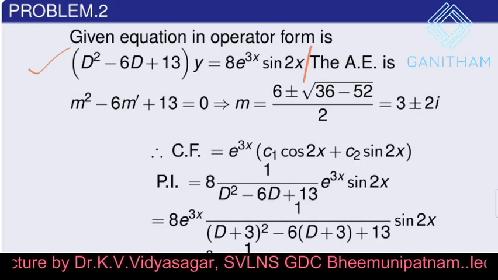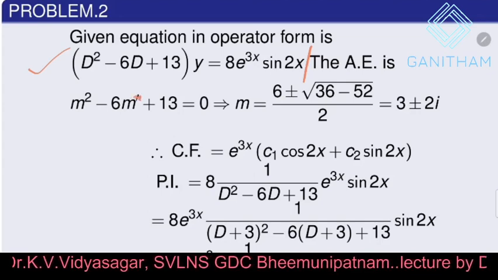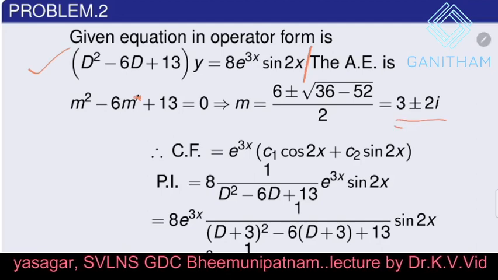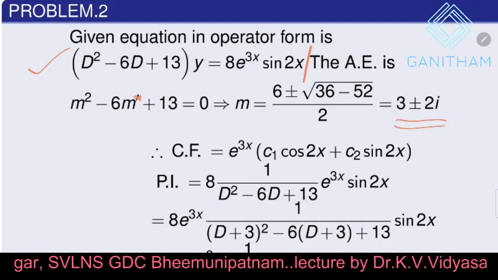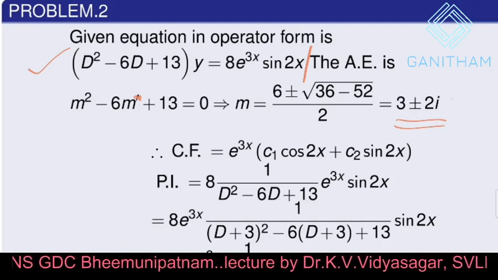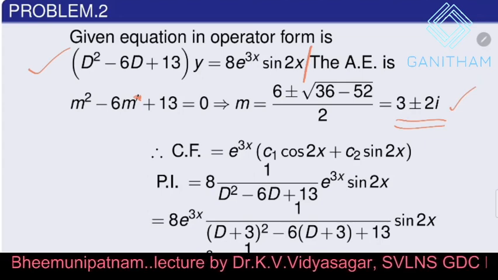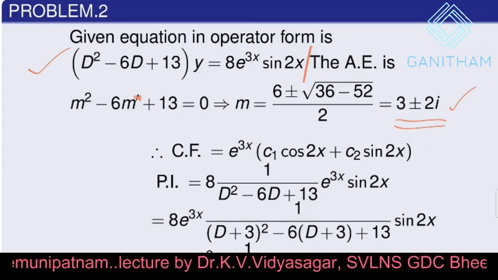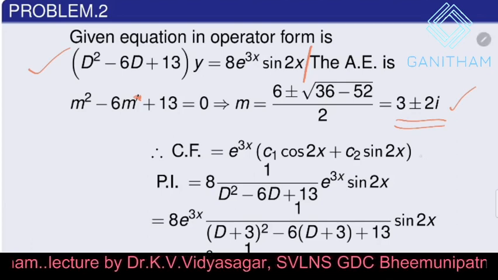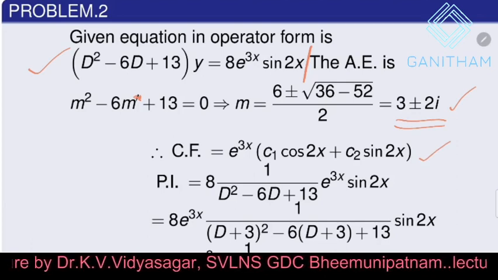The auxiliary equation is m square minus 6m plus 13 equals 0. This implies that the roots are 3 plus or minus 2i, after doing this by using the formula minus b plus or minus root over b square minus 4ac by 2a. So the roots are complex conjugate. When the roots are complex conjugate, the complementary function is e to the power of alpha x into (c1 cos beta x plus c2 sin beta x). So the complementary function value is e to the power of 3x into (c1 cos 2x plus c2 sin 2x).